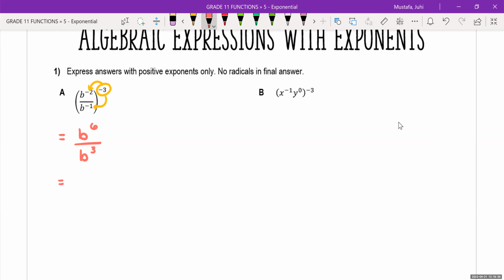And then you can use power laws to finish solving this question. So same base, and they're divided. So we're going to subtract the exponents, and we're going to get b to the power of 3 as our final answer. Not too bad, right? We're starting off really nice and basic.